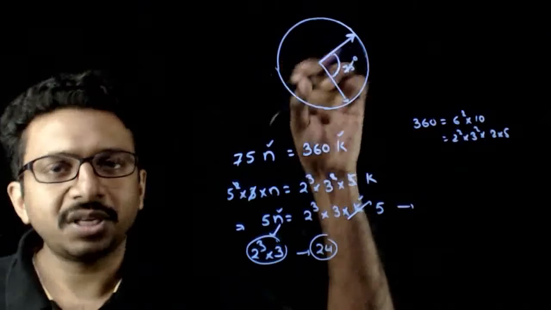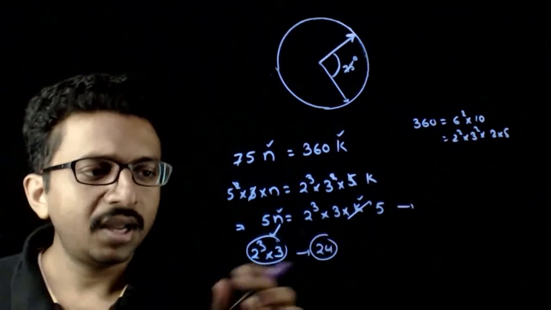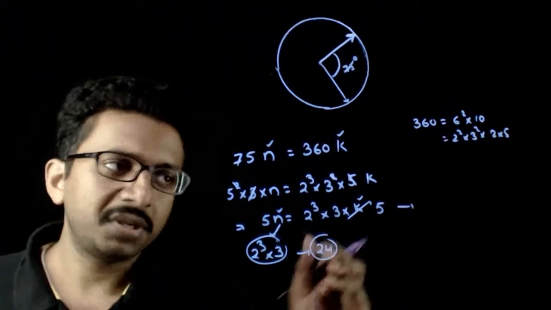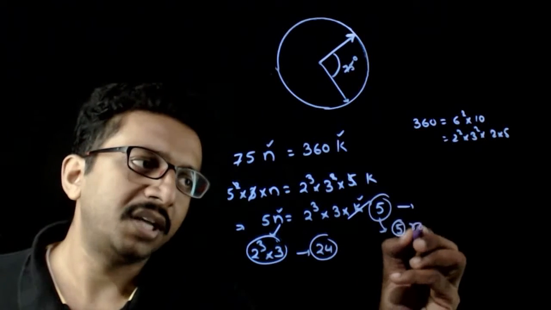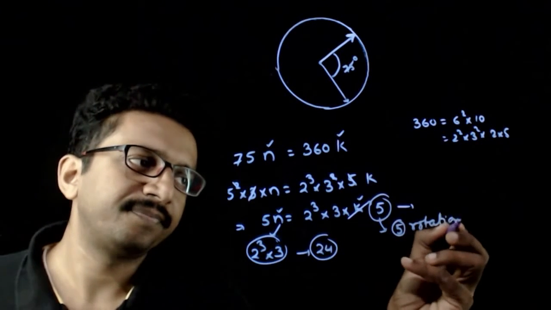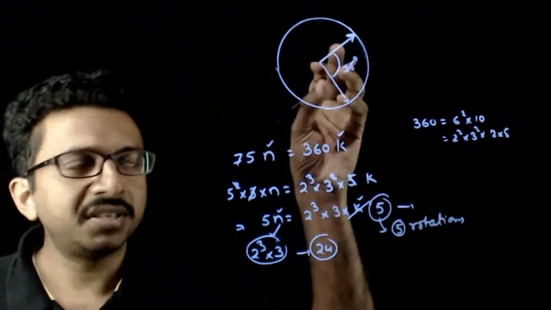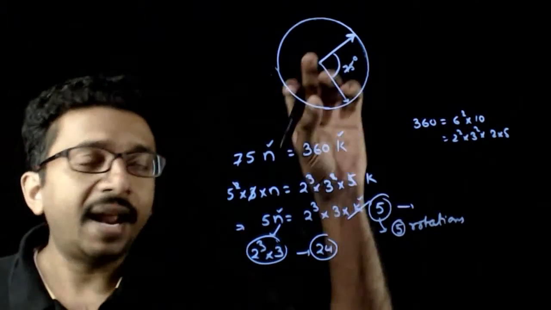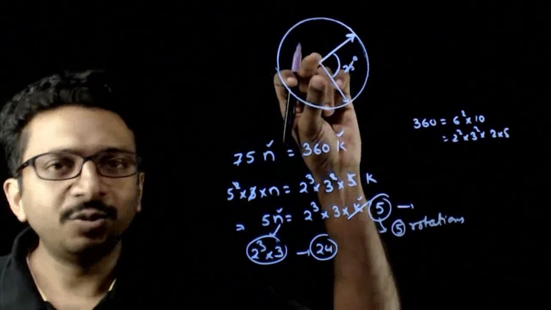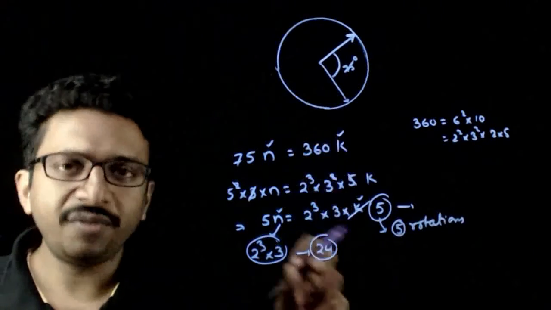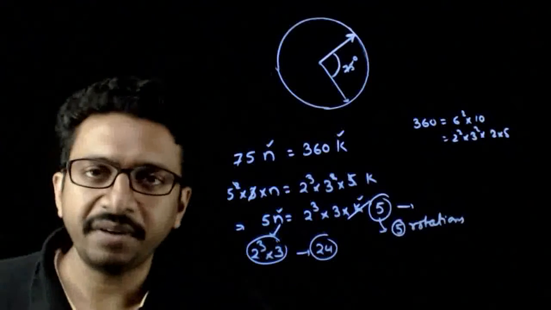So after 24 steps it comes back to its original position, and within these 24 steps, how many rotations are happening? I have 5 rotations. So after 5 rotations it comes back to its original position, and to do those 5 rotations the sector has to move 24 times through an angle of 75 degrees.